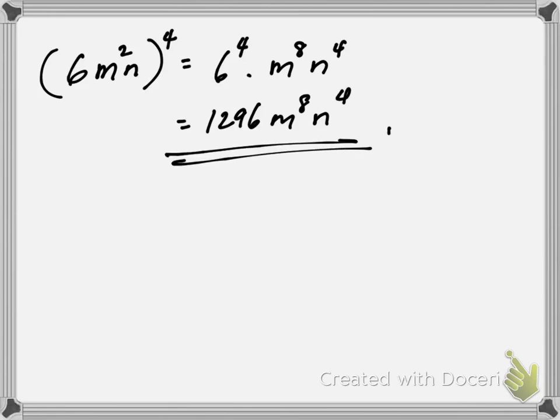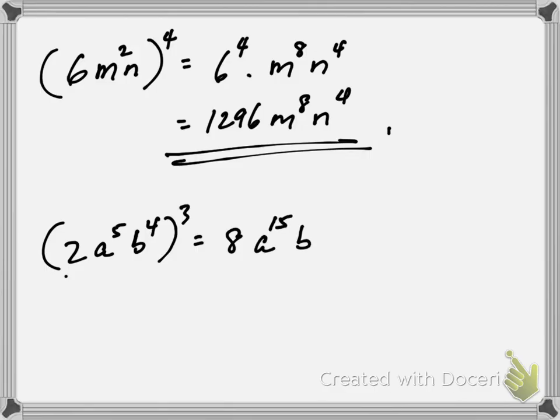Let's do another one. 2 a to the 5 b to the 4, all to the power 3. Okay, so 2 to the power 3 would be 8. a, 5 times 3 is 15. b, 4 times 3 is 12.